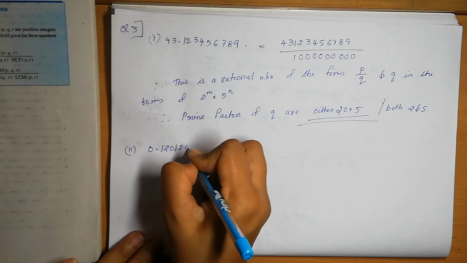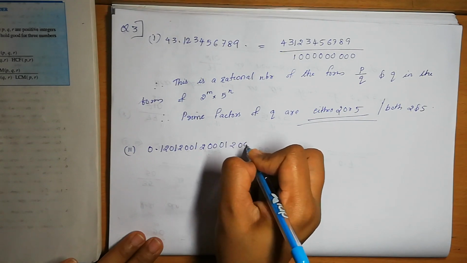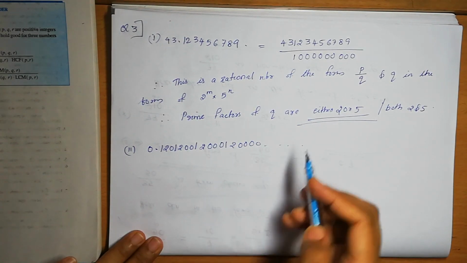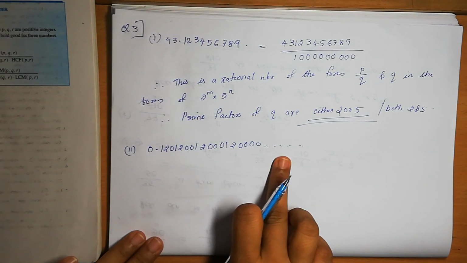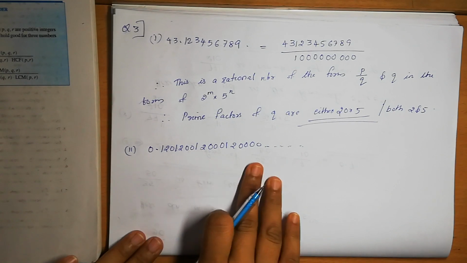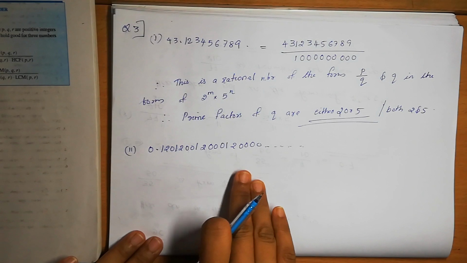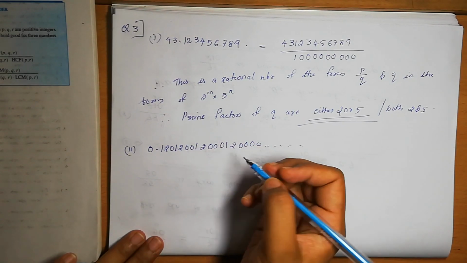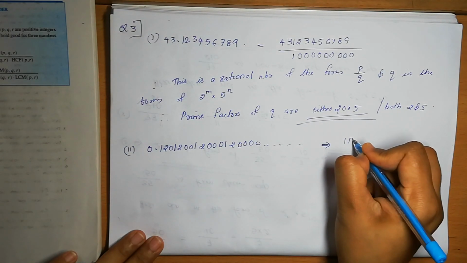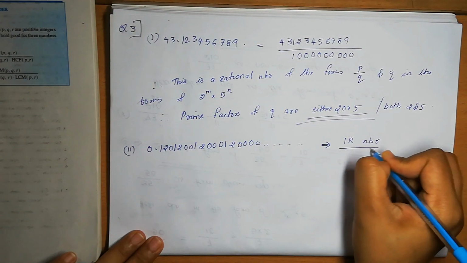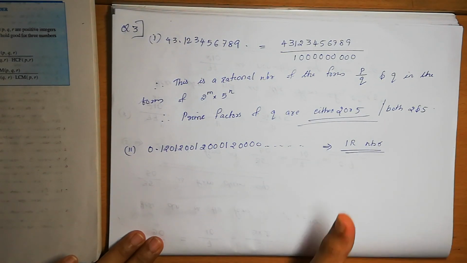Second one. 0.120012000120000 and so on. That means this is not terminating. This is non-terminating. Correct. Then this is not repeating in the same order. It is repeating randomly. That means from here it is clear that it is an irrational number. So what we can say about the prime factors? If it is irrational, we are not able to say anything about the prime factors.